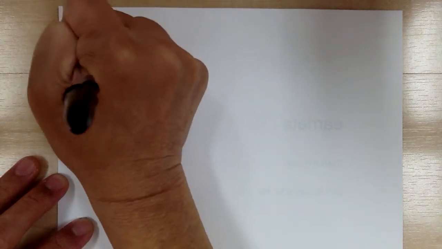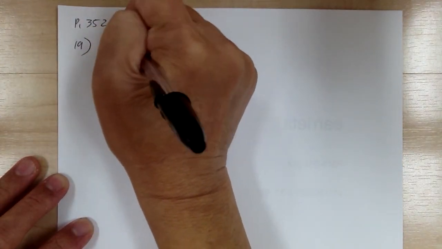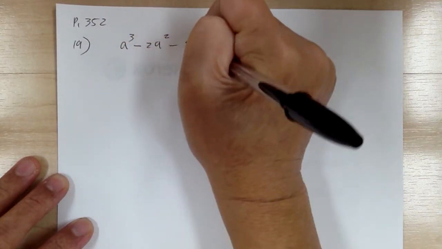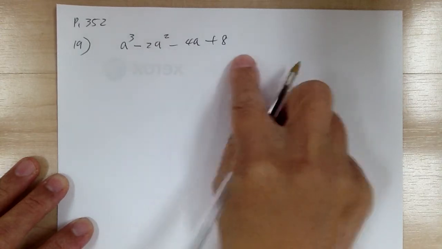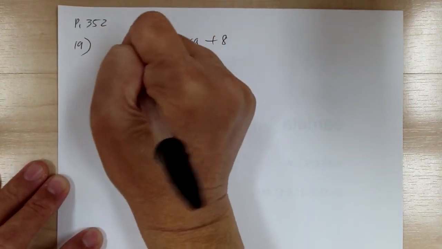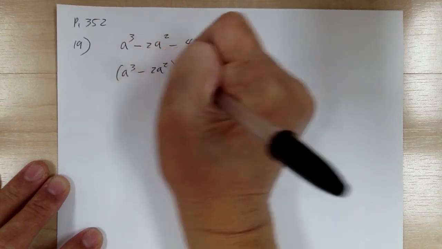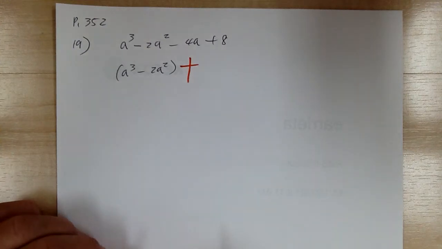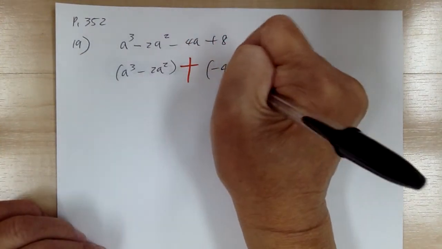Okay, number 19, you have a cubed minus 2a squared minus 4a plus 8. Again, 4 terms. So common factor, step 1, cannot. So step 2, go and break up into 2 groups. So put a nice plus between the 2 groups.